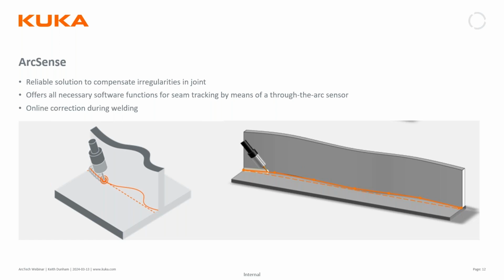ArcSense is another reliable solution that will compensate for irregularities in a weld joint as it's welding. It can be very beneficial. I have seen where ArcSense has done what it's supposed to do by following the path when a tack has broke and a part is shifted, similar to how this dotted line is the program path, but now these tacks have broken, so now it's going to follow that. So the robot does what it's supposed to do. It may cause a quality problem in the end, but I guess it needs to be a consistent part coming to the robot.